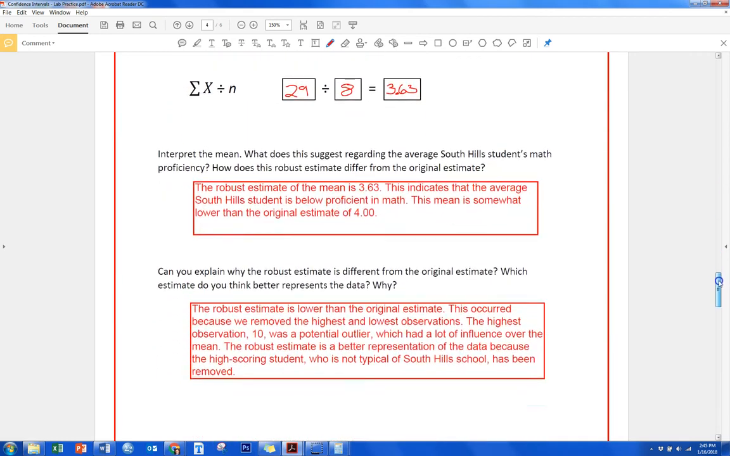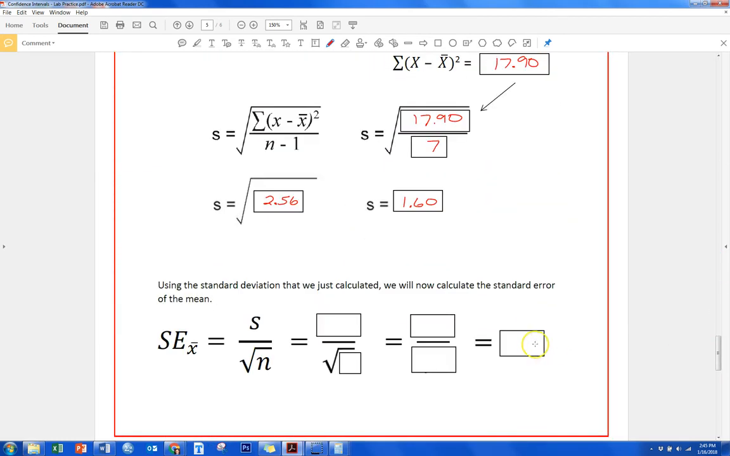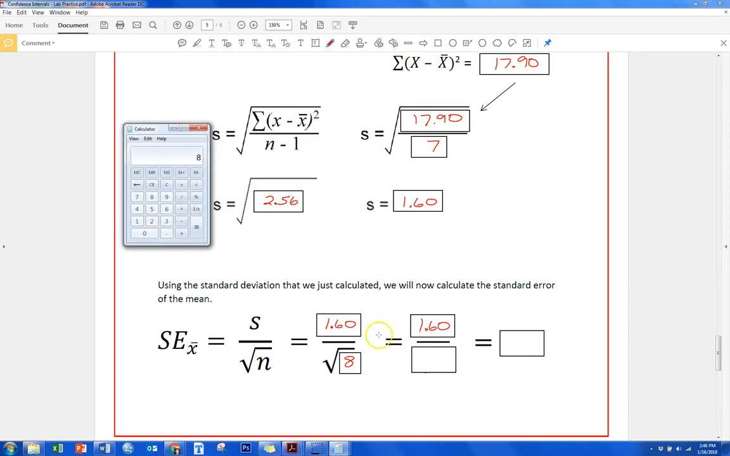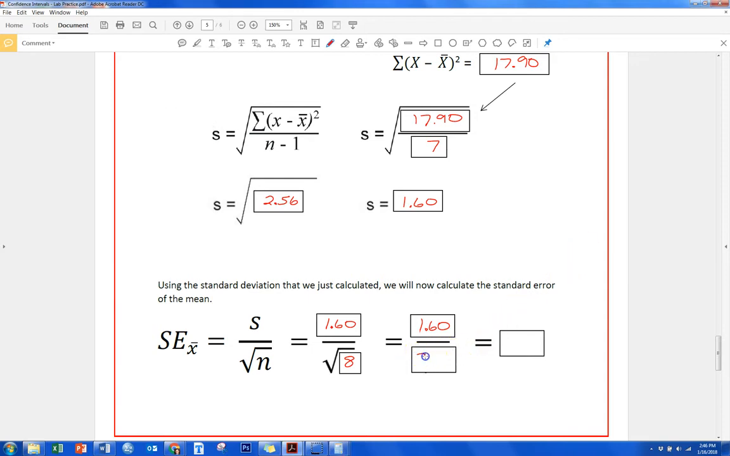Okay. So what is that going to do to the standard error? Because the standard error is a function of the standard deviation, which is in the numerator. So the smaller the numerator, the smaller the value. Let's see what happens here. Standard error equals the standard deviation divided by the square root of the sample size. The standard deviation is 1.60. The sample size is 8. So it's 1.60 divided by the square root of 8, which is 2.83.